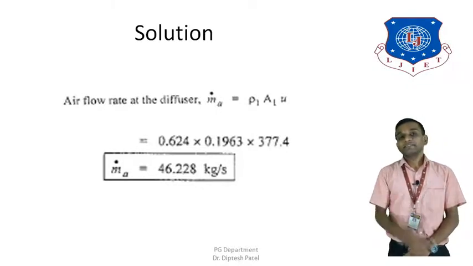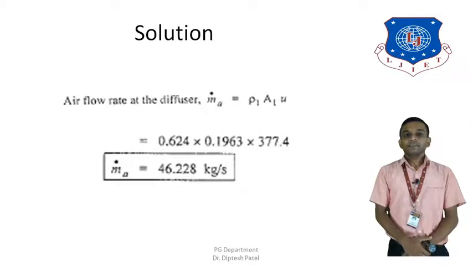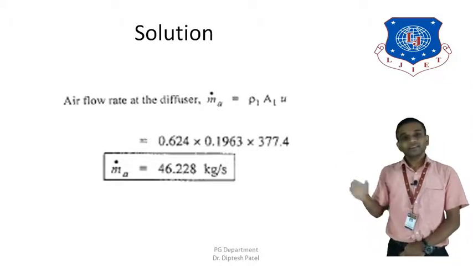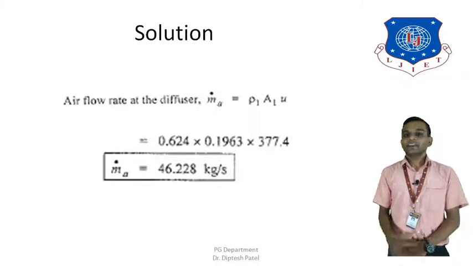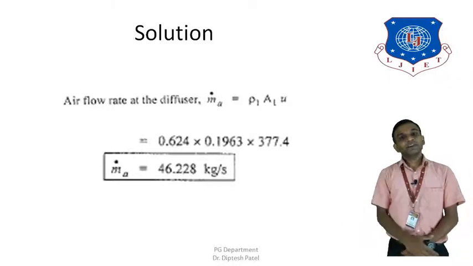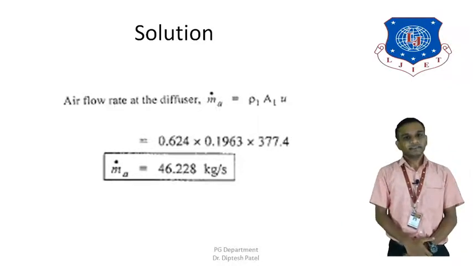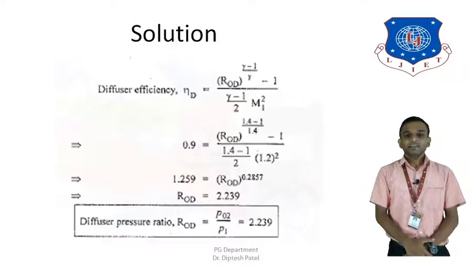Then after, air flow rate of the diffuser. So m_a, this is our third finding. So m_a is equal to rho 1 A1 u. Right? Density at the inlet, area at the inlet, and the speed of the jet. So rho 1 is 0.624, A1 0.1963, and velocity is 377.4 meter per second. So we can calculate m_a is equal to 46.228 kilogram per second. Third finding is done.